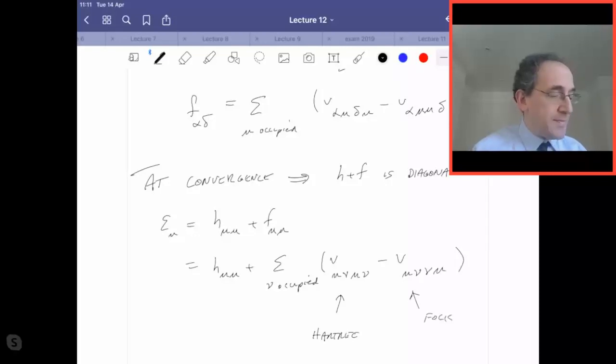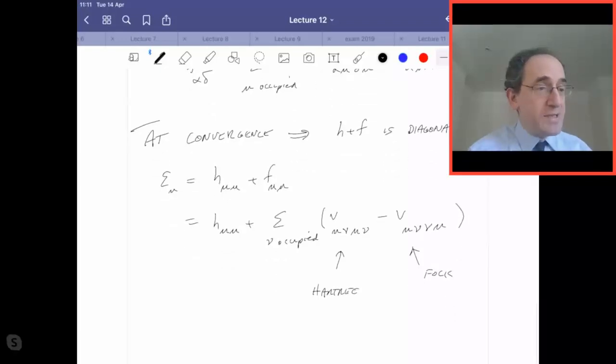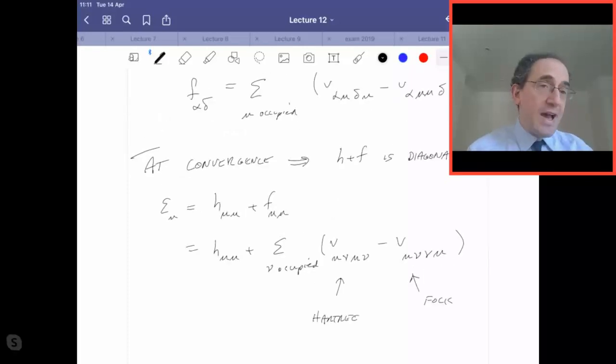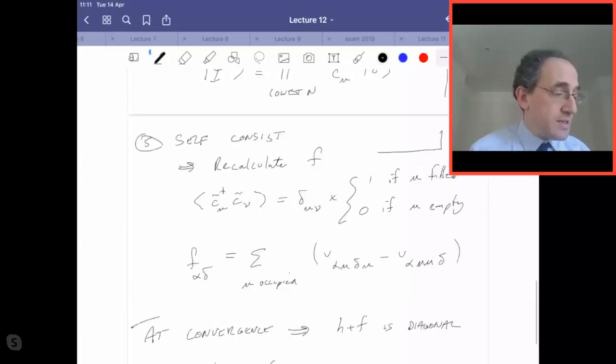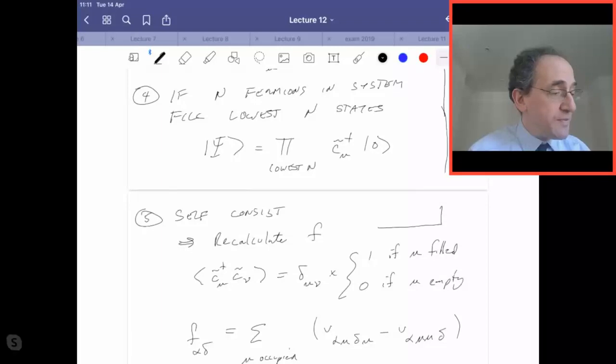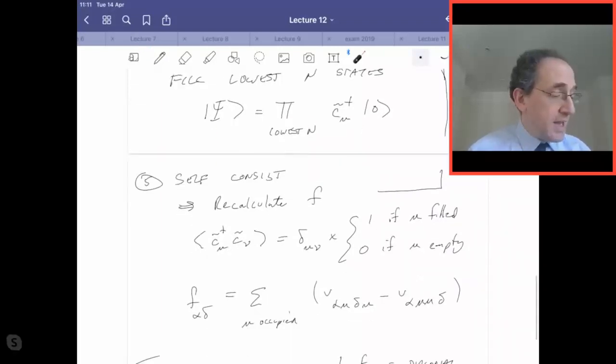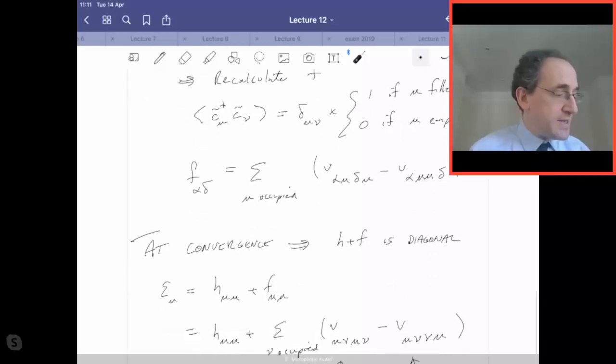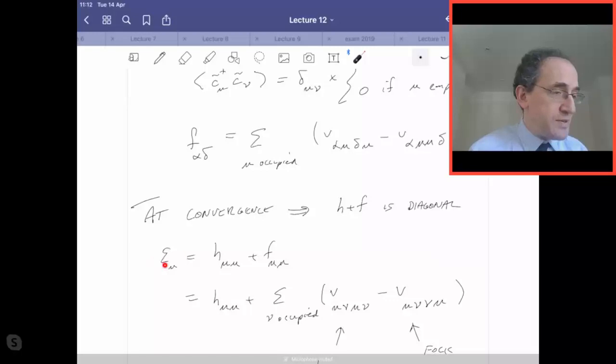Okay. All right. So that's what happens when you get to the end of the calculation. We have found a single wave function here, psi, which we've written as a single Slater determinant in a certain basis. And when we plug it back in, we've discovered that it's self-consistent. Everything's diagonal. And these are the energies E mu.